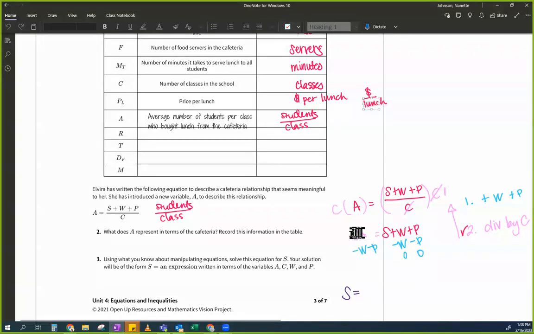But now on this side, let's talk about it. What's CA minus W minus P? What's CA minus W minus P? Oh, you guys are making this difficult. You guys are going to laugh at yourself. That's what CA minus W minus P looks like.